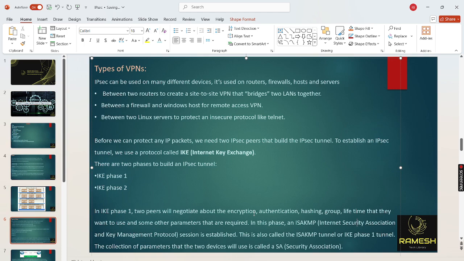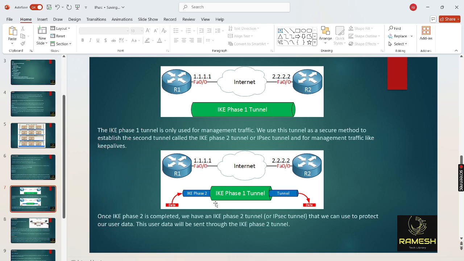Okay. If I want to show you the diagram, see here, this is the IKE phase one tunnel, which will be built between the two routers or two firewalls. Once this tunnel is built up, it will be used to form the secure channel for this phase two. Once phase one and phase two are up, the peers, router one and router two, will be able to send data securely from one end to the other end.